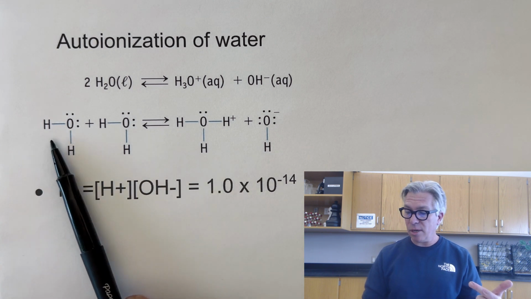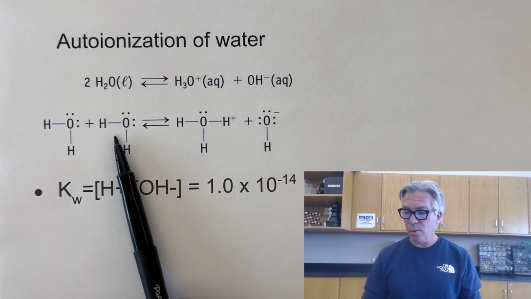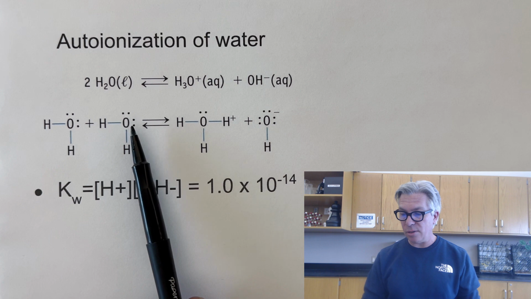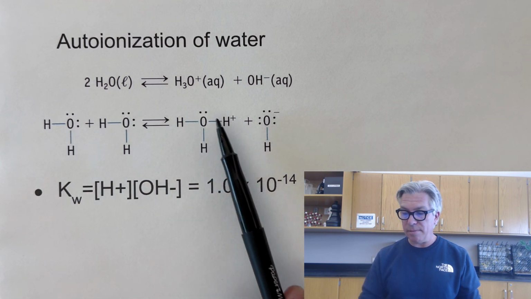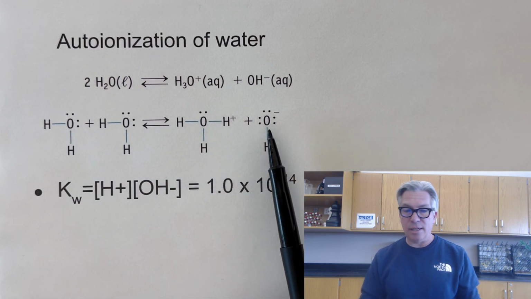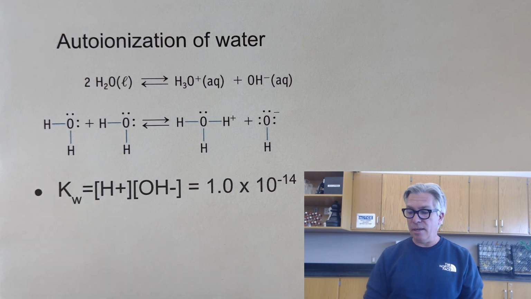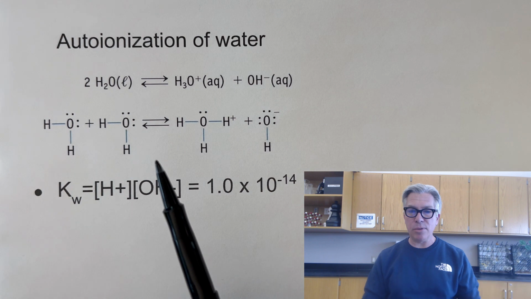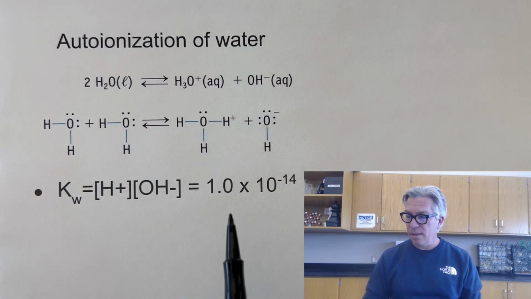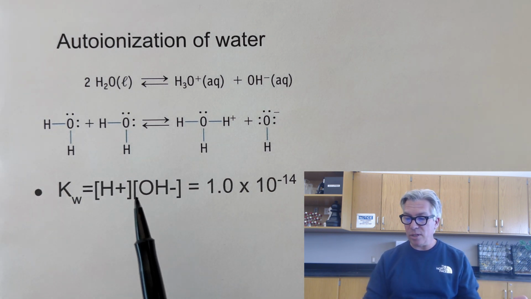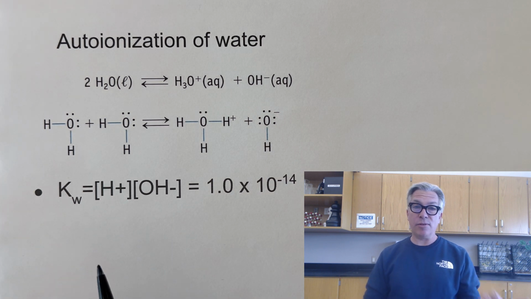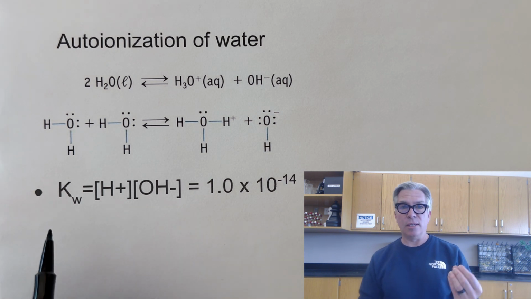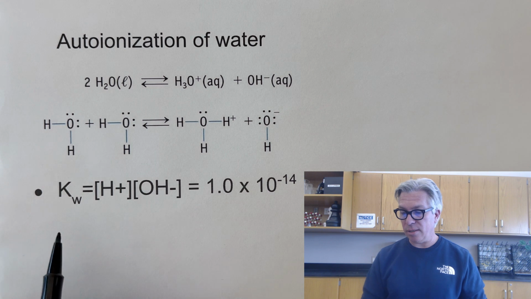So imagine 2 water molecules bumping into each other. One of them donates a hydrogen to the other one to become a hydronium and a hydroxide ion. This happens to a small extent in any water-based solution, even pure distilled water. And it actually sets up an equilibrium with an equilibrium constant, which is very special. We call it Kw, which is the water dissociation constant.